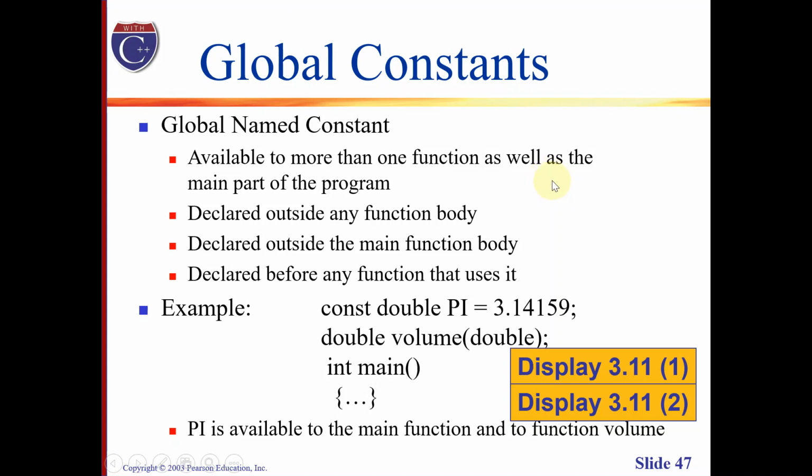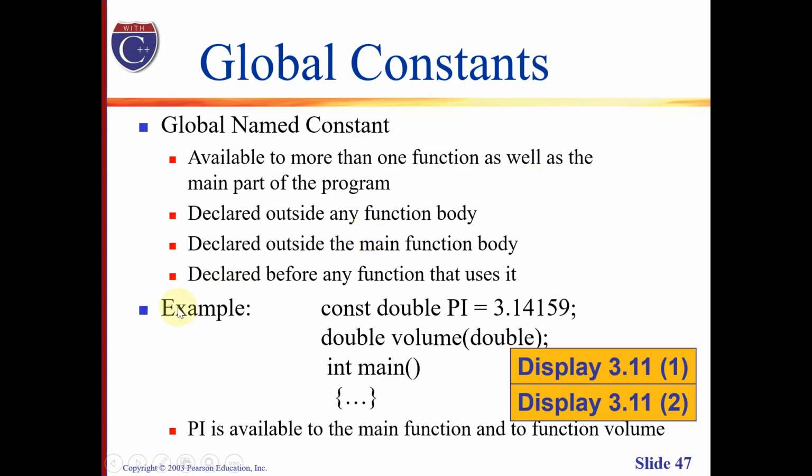As opposed to local variables, we also have what we call global constants. When we say global constant, this is available to more than one function as well as the main part of the program, which means it has a wider scope compared to a local variable. Global constants are declared outside any function body, and it is declared outside our main function body. And of course, it should be declared before any function uses it.